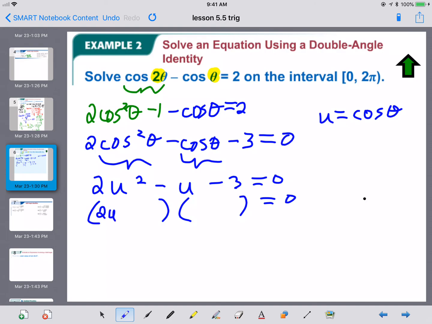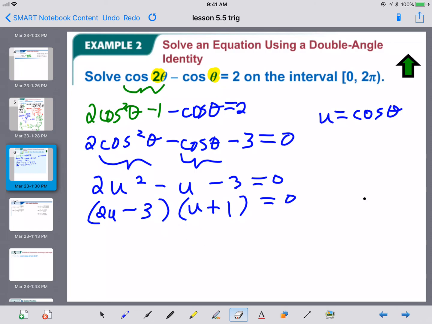So this is going to factor to be 2u and u. You want this to be a -3 and this to be a +1. Now if you forget why, just think outers and inners. The outers and inners should combine to give you the middle term sitting right here. -3 plus +2 is the negative u we're looking for. So we're good to go.